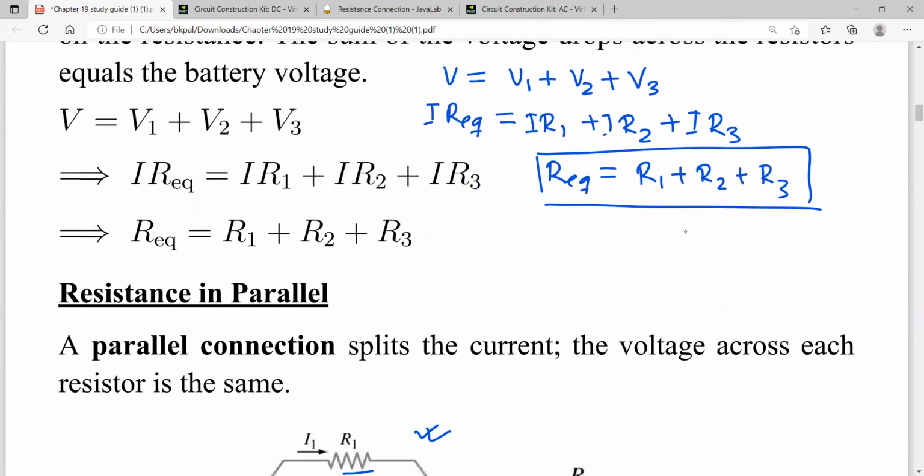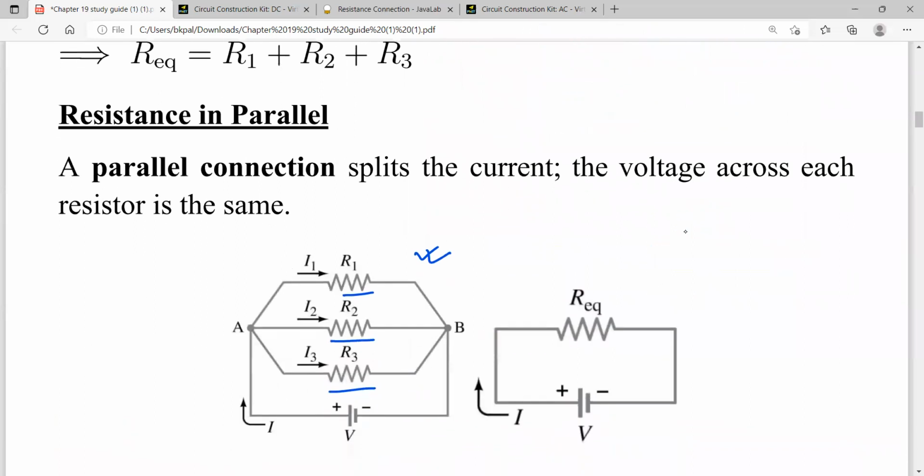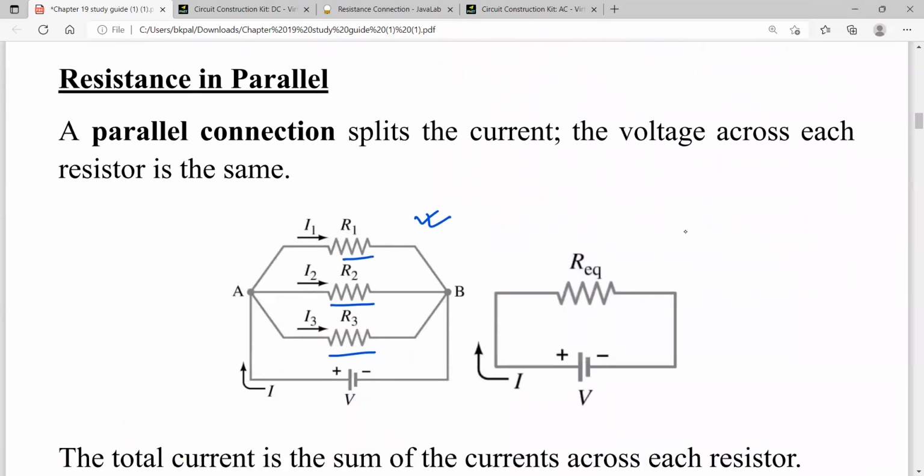Okay, how about the parallel resistance? Here you see that now the current has three ways to go. So when the current is here, it can go either this way, this way, or this way.